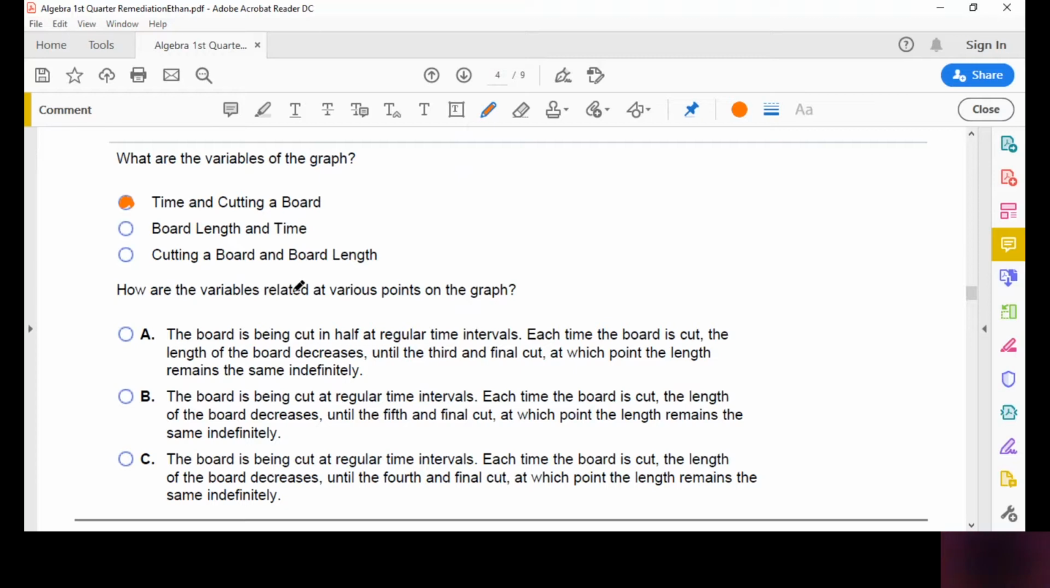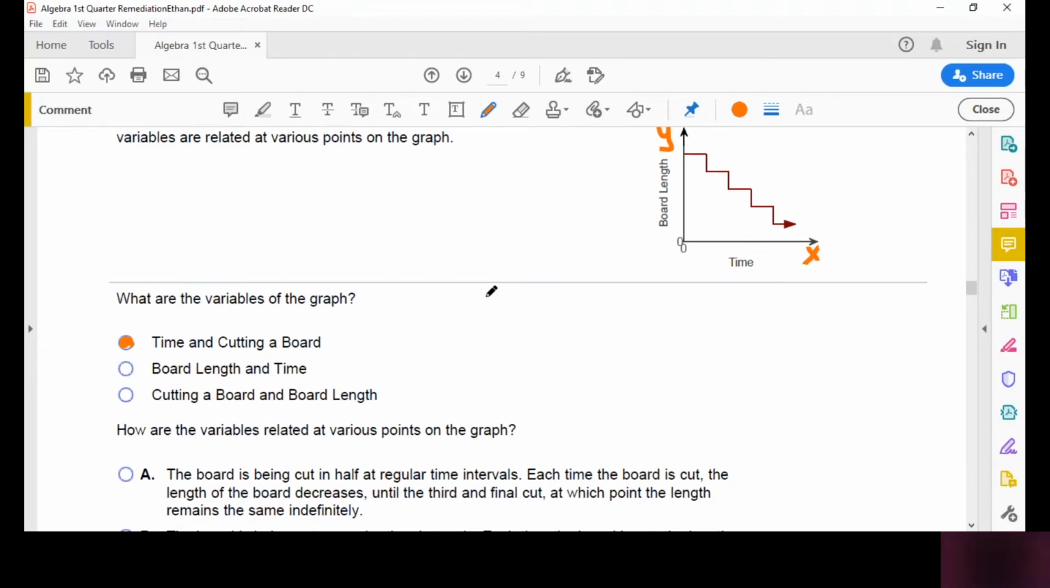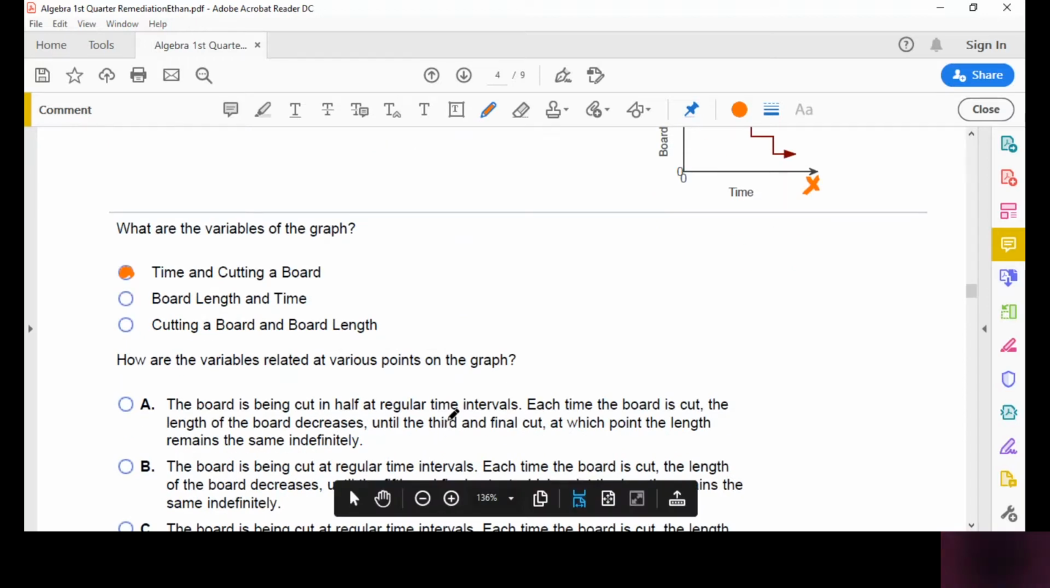How are the variables related at the various points on the graph? So you actually have to read these. Please do not guess, you must read. The board is being cut in half at regular time intervals. Each time the board is cut, the length of the board decreases until the third and final cut. Does the board, it's being cut 1, 2, 3, 4 times. So it's being cut more than 3 times.